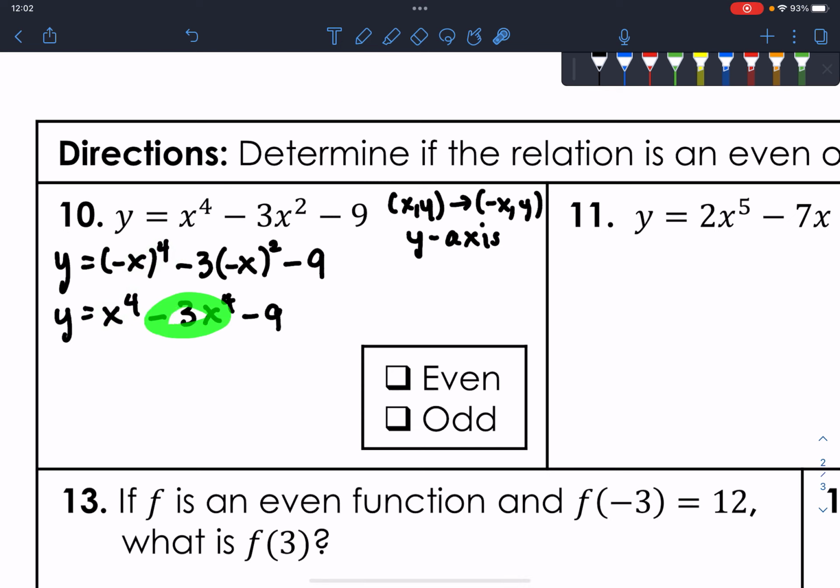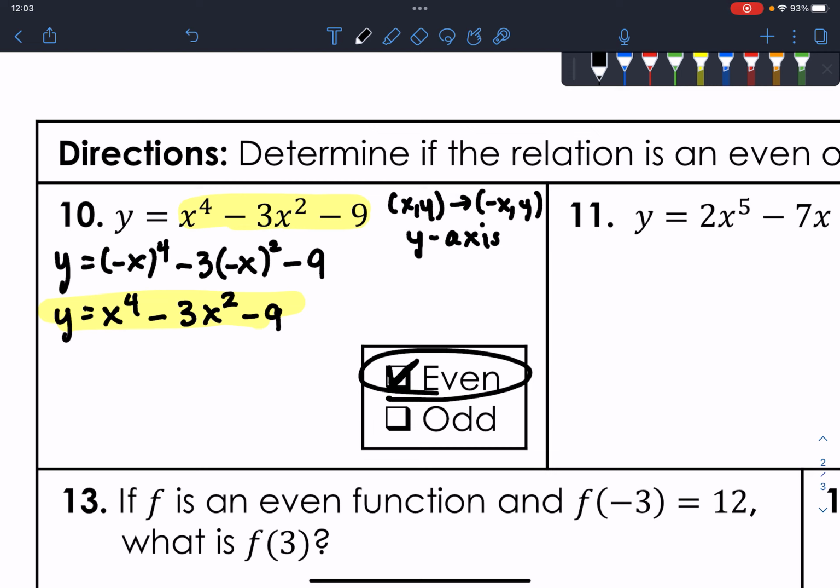Here, we still end up with a negative 3x squared because right here we have to first raise this to the second power. This is a square, which again is a positive x squared. And multiplying that positive x squared with negative 3 ends up giving us negative 3x squared. And the negative 9 stays as negative 9 because that's not going to simplify to anything. But notice how this matches the original function. These two things are equivalent. And because of that, this is symmetrical through the y-axis. And because it's symmetrical through the y-axis, it is going to be an even function. So this is an even function.